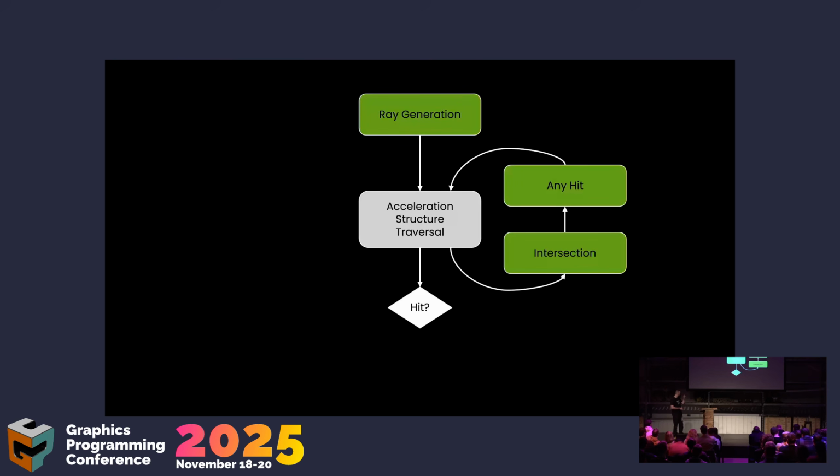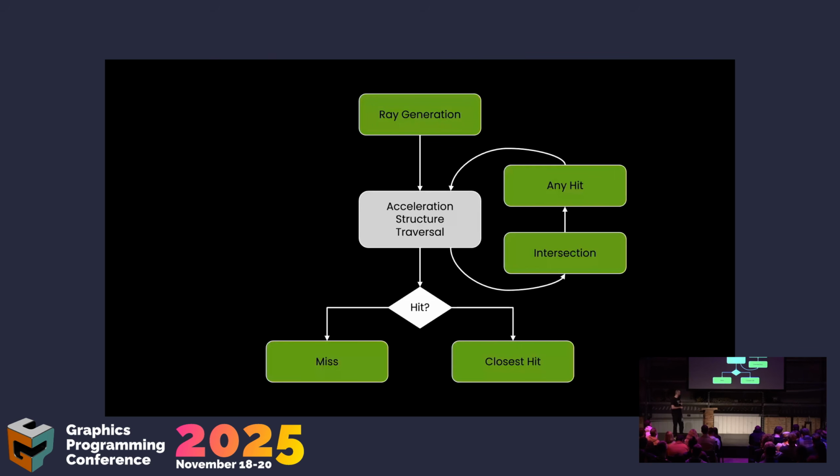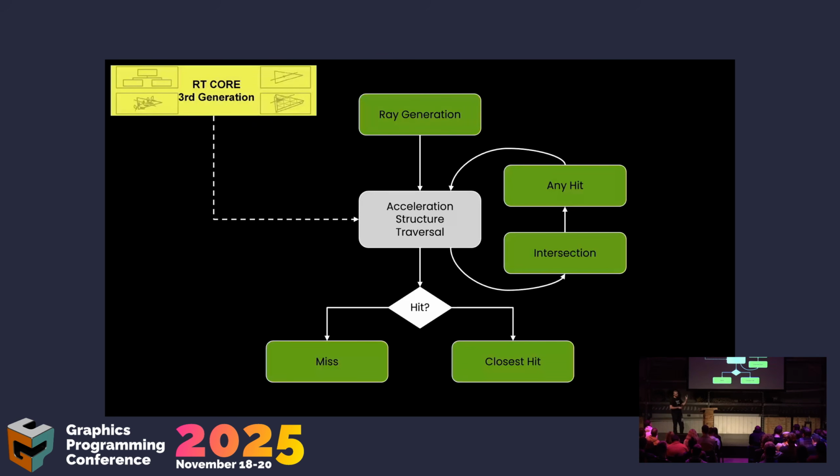At the end of the traversal of the acceleration structure, DXR will check if a hit is found. If we don't have a hit, the miss shader will be invoked. If there is a hit, the closest hit shader program will be invoked. And of course, thanks to the hardware acceleration in the GPUs, all of this is happening really, really fast.